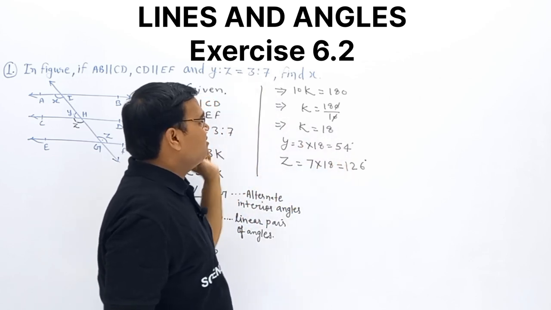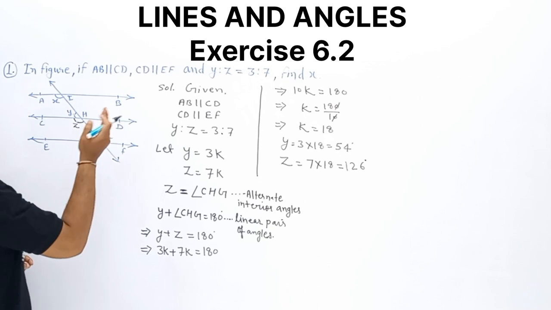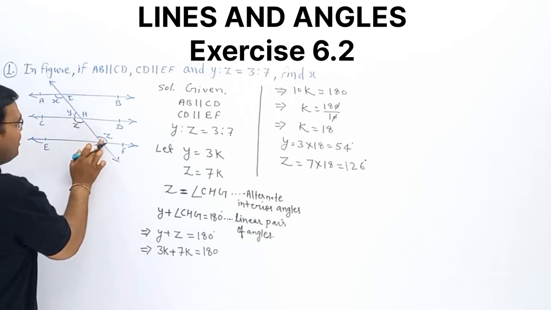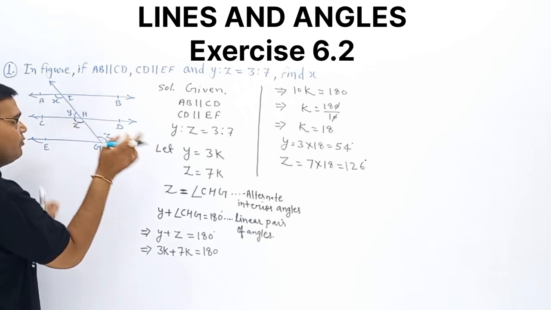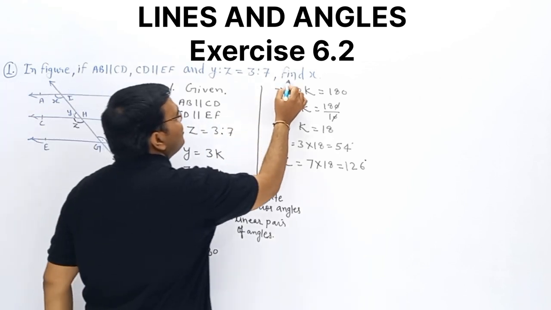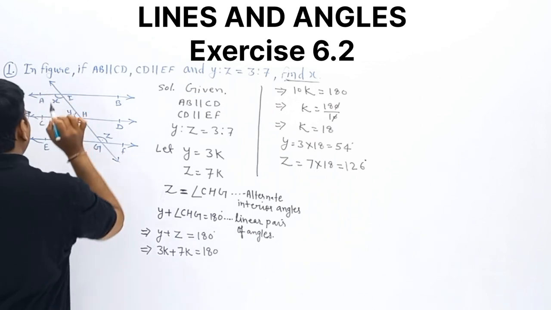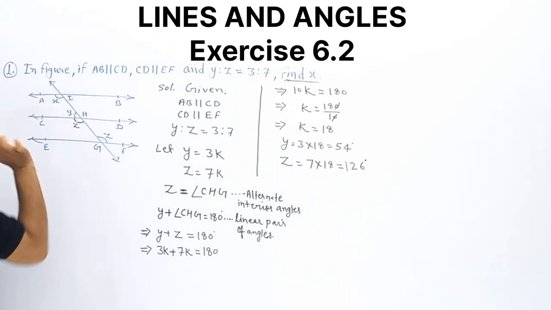Once we solve, we are getting this same value. It means we obtained y and z in the form of ratio. We obtained the exact angle values, but what do we want? Find the value of x. We want the angle of x. We want this angle. This angle is what we want.